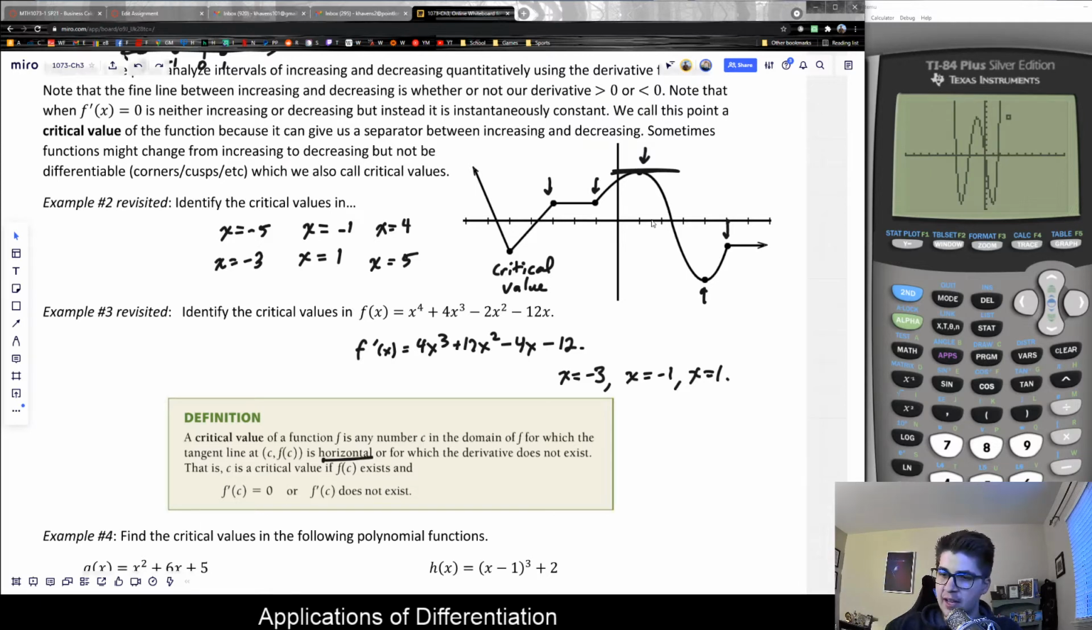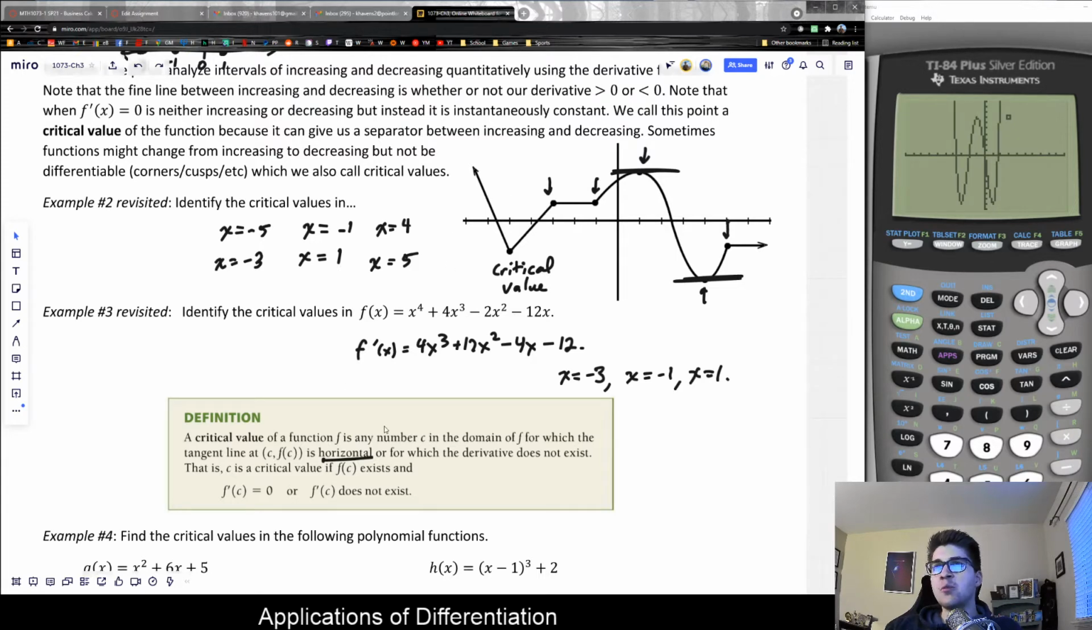Another instance of a flat critical value would be right here. Technically, every point along the constant interval is critical because it produces a horizontal tangent line as well. So you could actually say it's critical on this entire interval. Again, this is not something that is very common in normal mathematical functions.